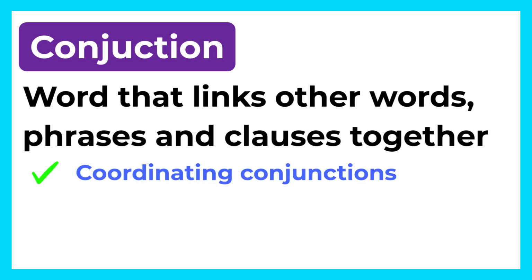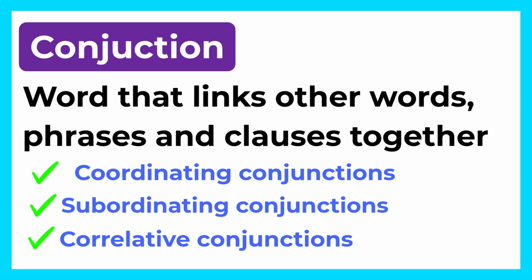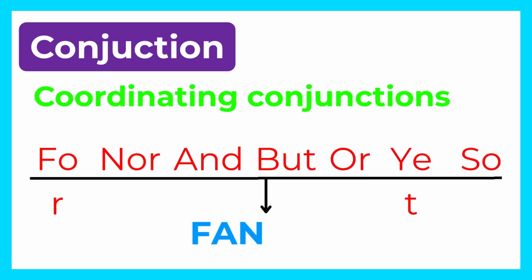There are three different types of conjunctions: coordinating conjunctions, subordinating conjunctions, and correlative conjunctions. Each type of conjunction is used differently. A coordinating conjunction joins words, phrases, or clauses of equal importance. The coordinating conjunctions are for, and, nor, but, or, yet, so. An easy way to remember these is to use the word FANBOYS.